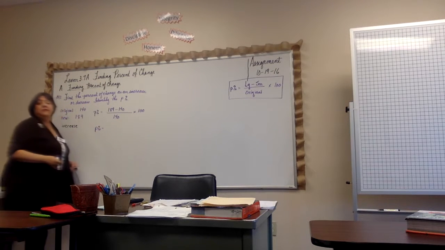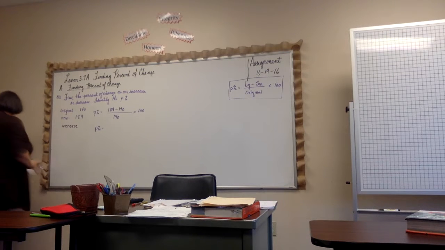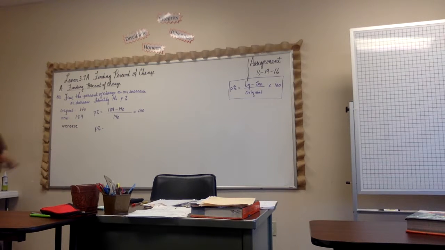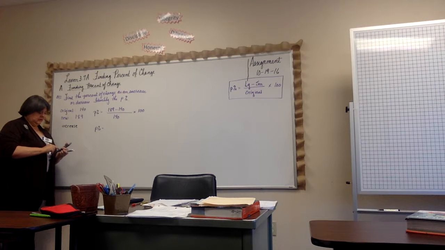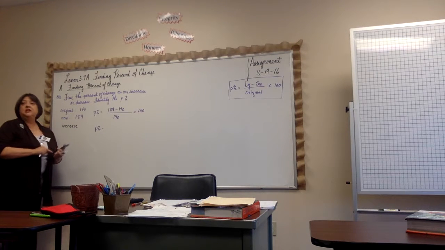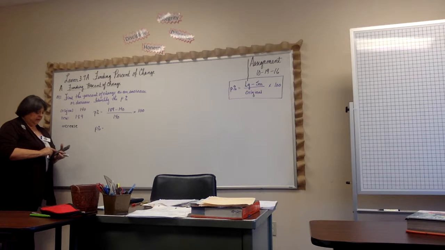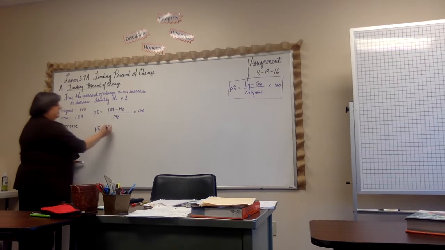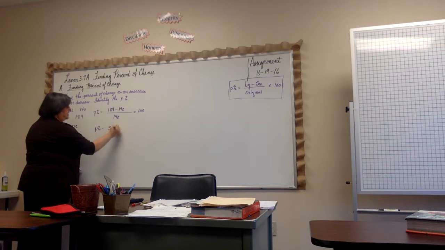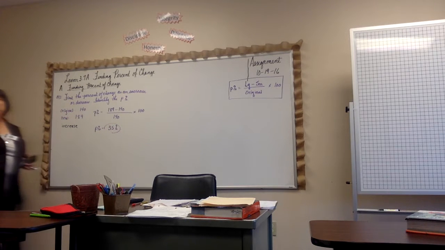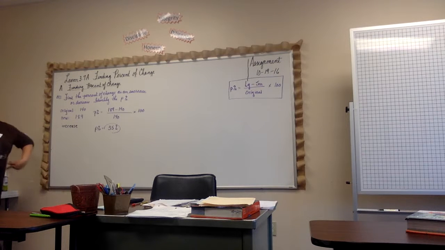You do all of this on the calculator. So, take 189 minus 140, punch equals, and then divide by 140, punch equals, and then multiply times 100. And it comes out 35%. Now, this is what we call percent of change. There has been a percent increase from 140 to 189 of 35%.